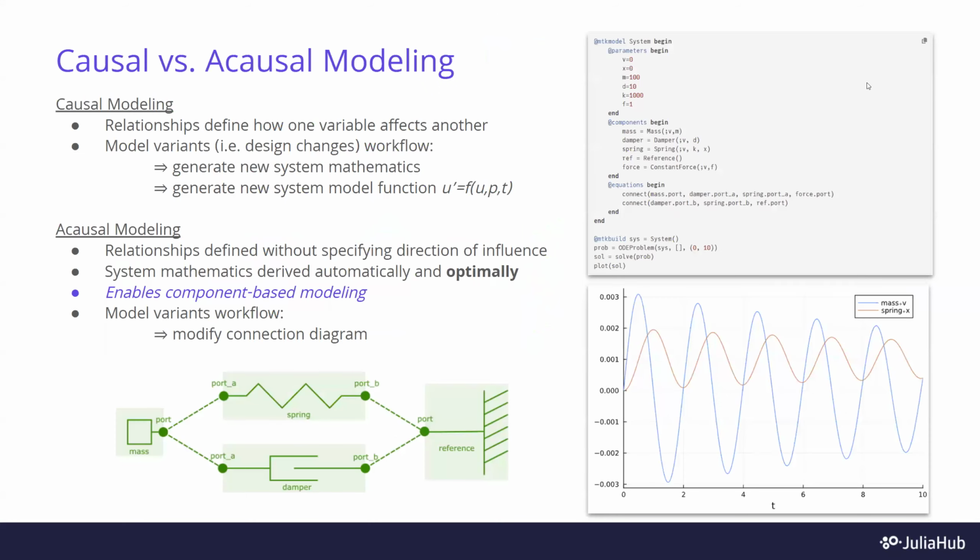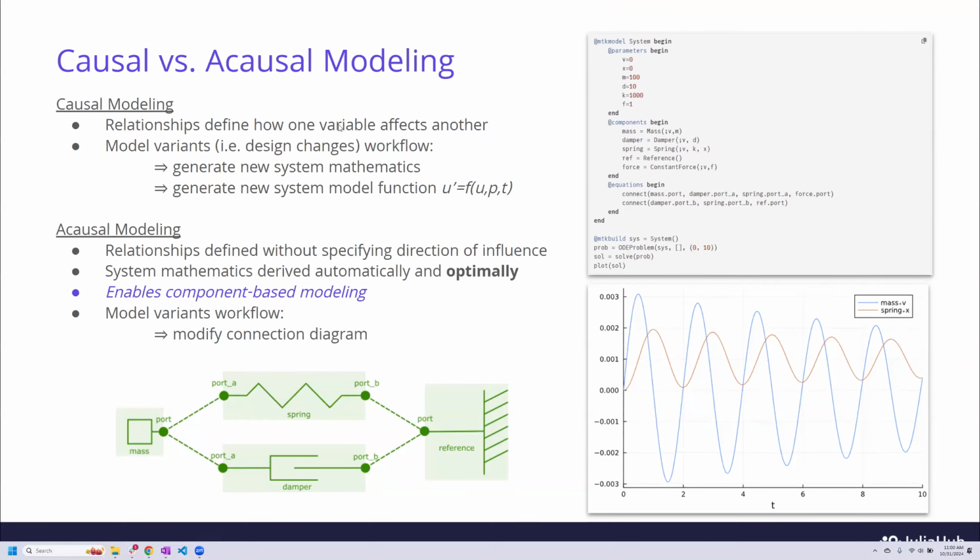All right, so let's move on to this idea of component-based modeling and also causal versus acausal modeling. Causal modeling is the idea that relationships in our systems are defined based on how variables affect one another. In other words, you might have something such as y of x equals 3x plus 6. The way this is formatted, we understand that y is the output and x is the input. So x drives y, if you will.